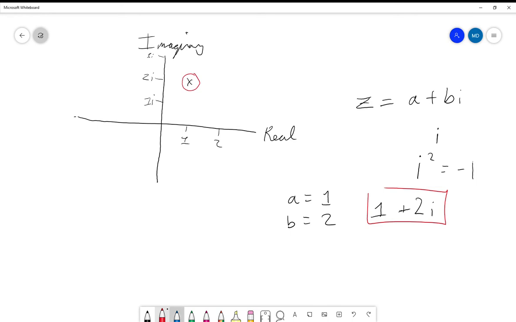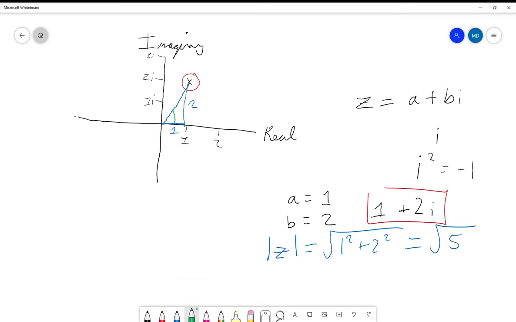We can think about it in terms of how far it is from 0 and how much of a turn you had to make to get there. And this is called the argument and the modulus. So the modulus of z is our length away from 0, which we can use Pythagoras to find. So it's going to be 1 squared plus 2 squared, because if we think about a right angle triangle, that's the length 1, there is length 2, and that is, in this case, going to be equal to root 5.